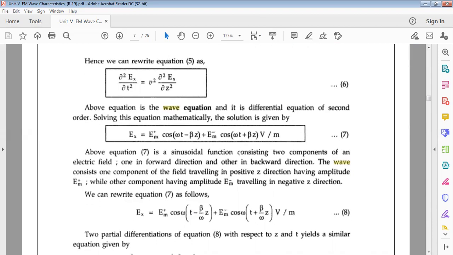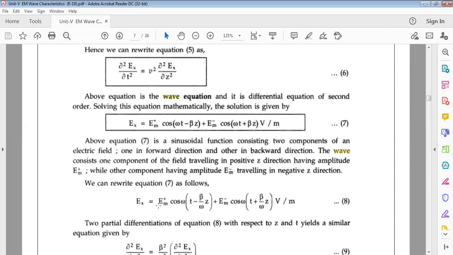The above equation 7 is a sinusoidal function consisting of two components of the electric field. One is in the forward direction, another one is in the backward direction. The wave consists of one component of field traveling in the positive z direction, having the amplitude Em plus, while the other component, having Em minus, travels in the negative z direction.